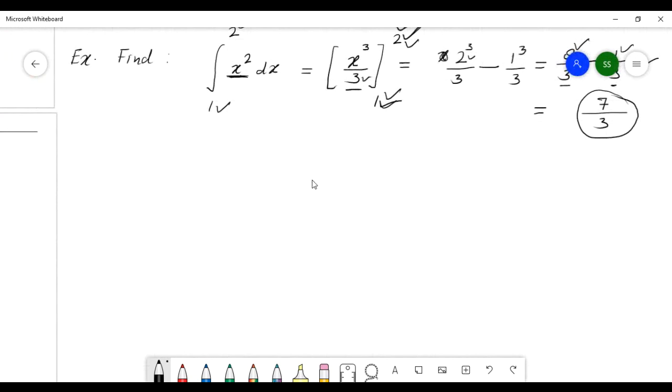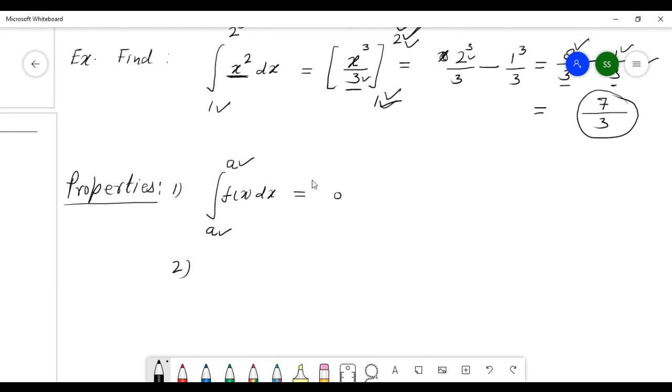Now see some properties. Suppose here, number one, the integral from A to A of f(x) dx is always 0. If the upper limit and the lower limit are the same, A, then the integral is always 0.